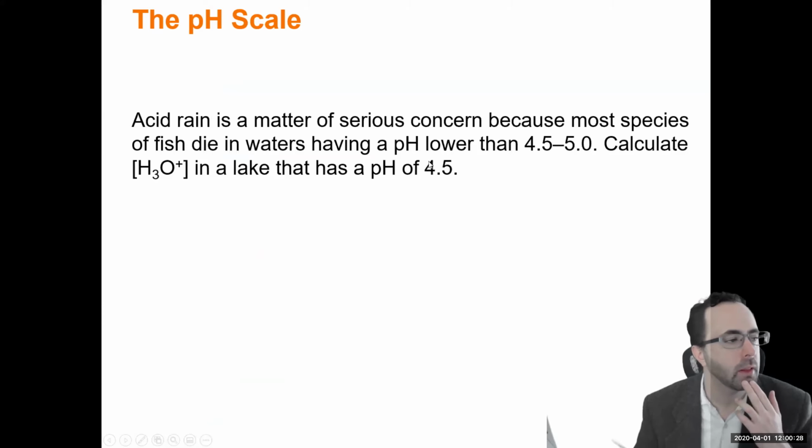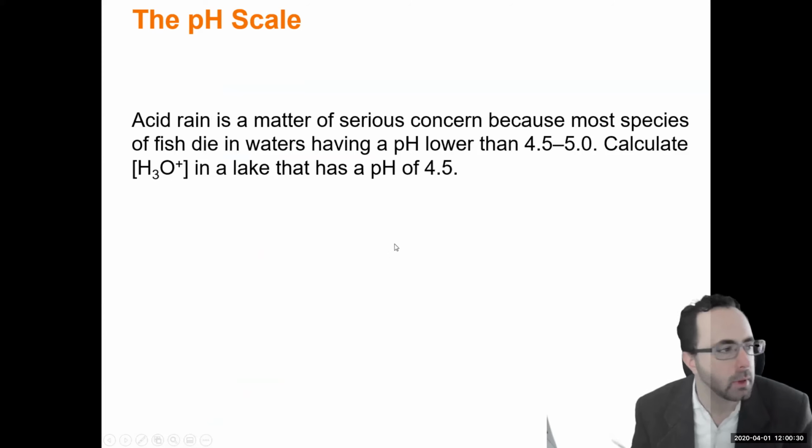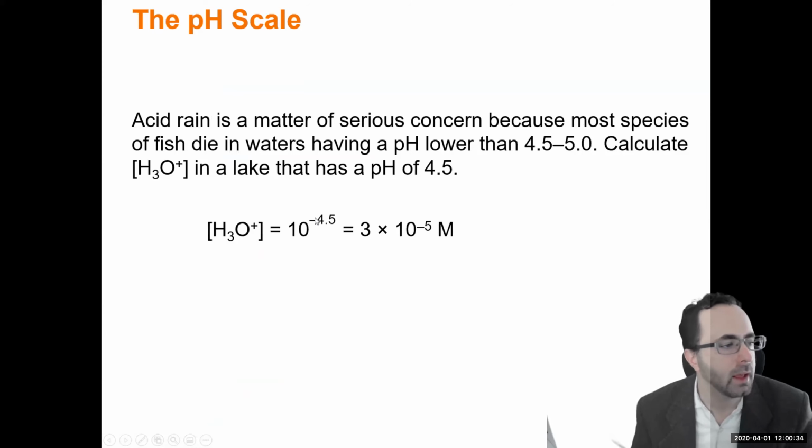The pH of the lake is 4.5. It's acidic because of acid rain. And so the hydronium concentration will be the antilog of negative 4.5. Notice we are taking the antilog of a number with 1 after the decimal point. So our result needs to be rounded to 1 sig fig.